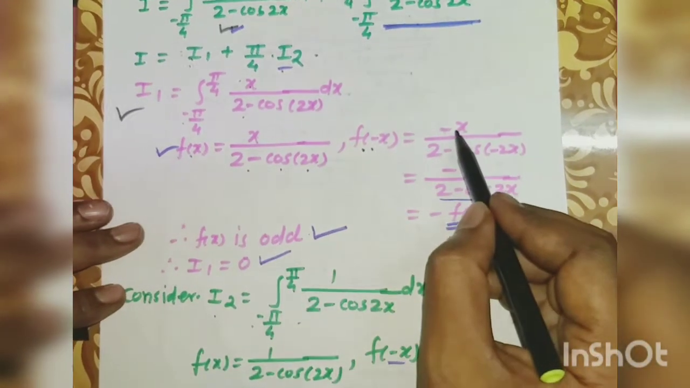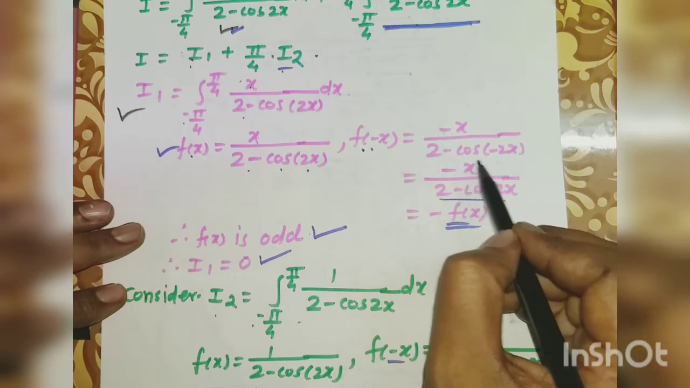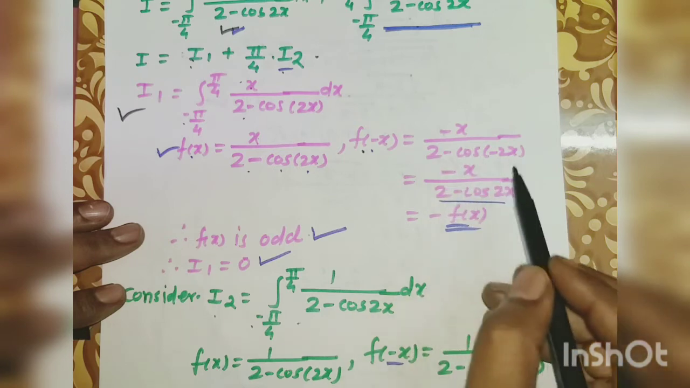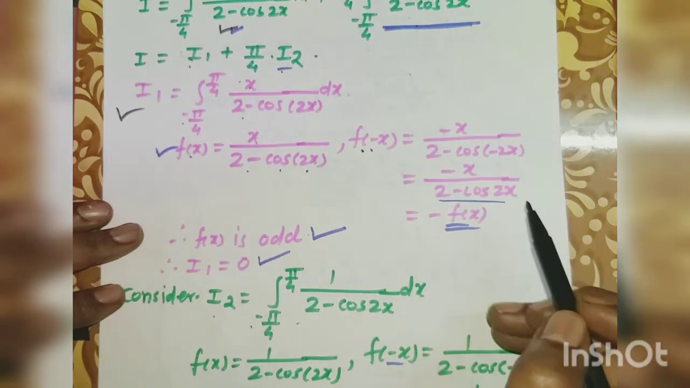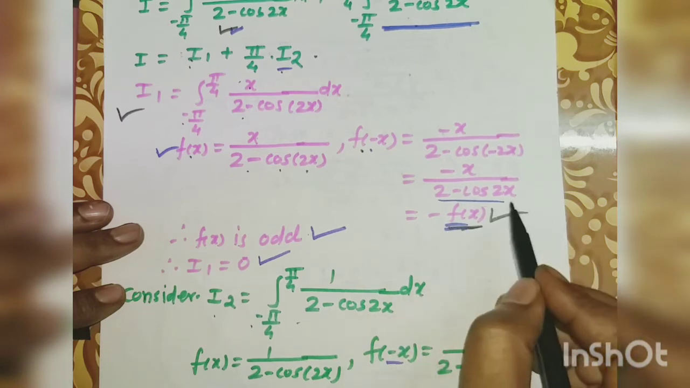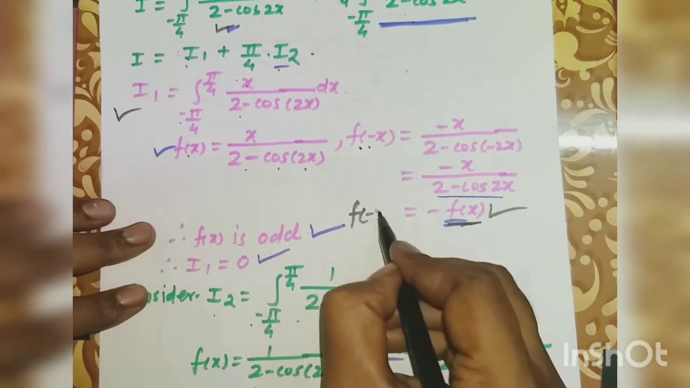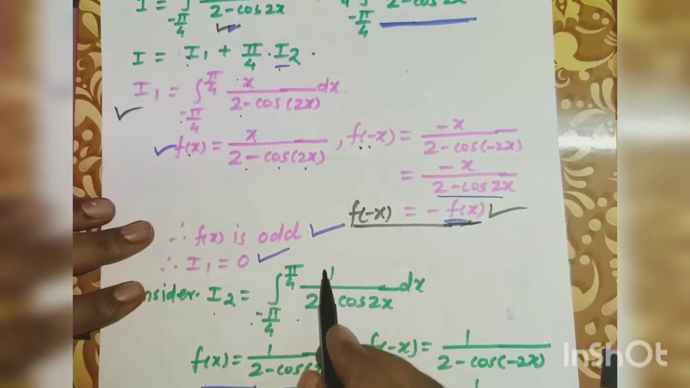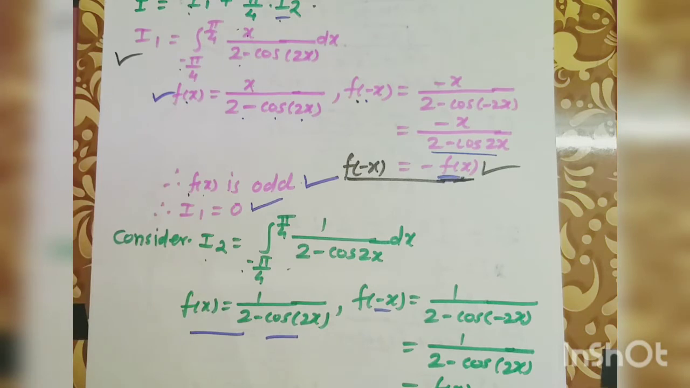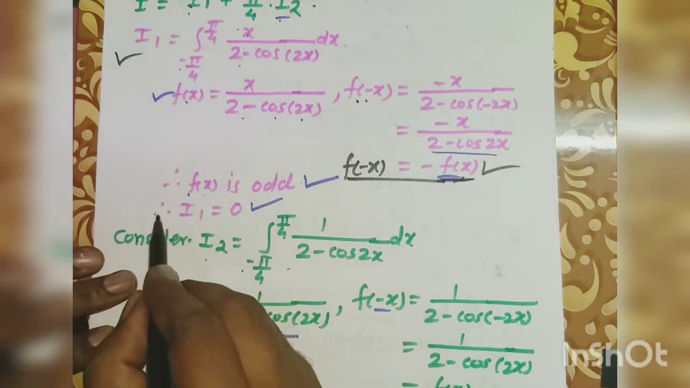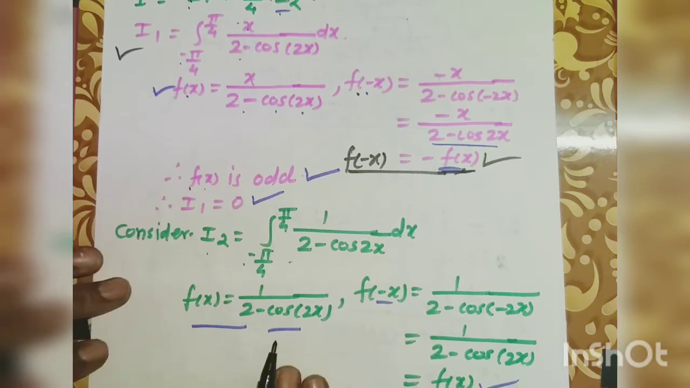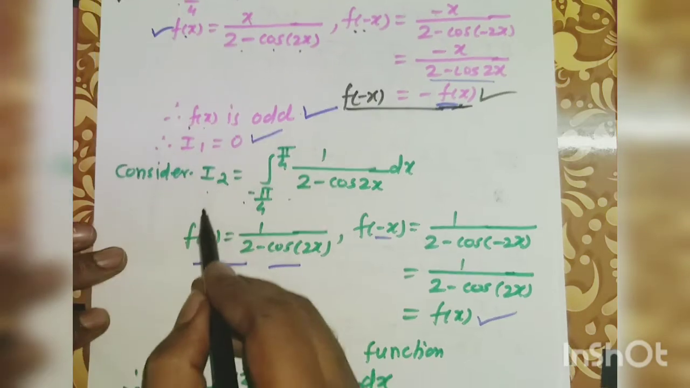F of minus x is equal to minus x divided by 2 minus cos of minus 2x. Cos function is even function, then its value does not change. But numerator minus x, then minus of, we get again f of x. That means f of minus x is equal to minus f of x. Therefore, f of x is odd function. If f of x is odd function, then its integral value is 0. That is I1 is 0. One part is completed. Now consider second part.